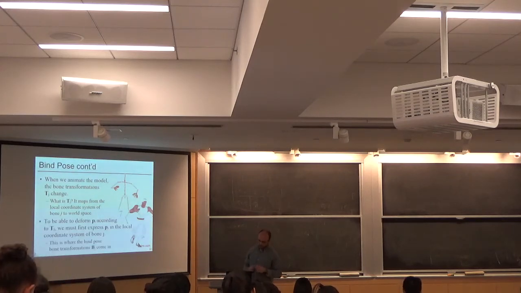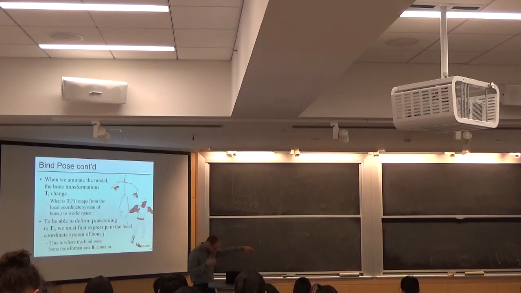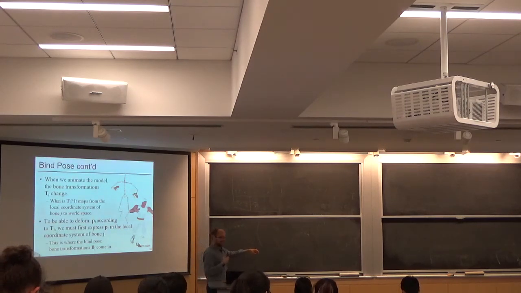Okay, so what do we need to do to deform pi? Well, the first thing I have to do is take my point P and write it not in the coordinates of my feet, but in the coordinates of my finger. Then I have to apply the motion of my finger, and then I have to undo all that stuff to repose my 3D model.